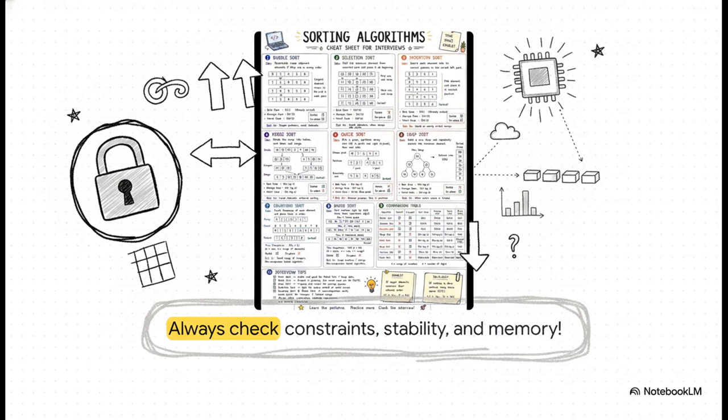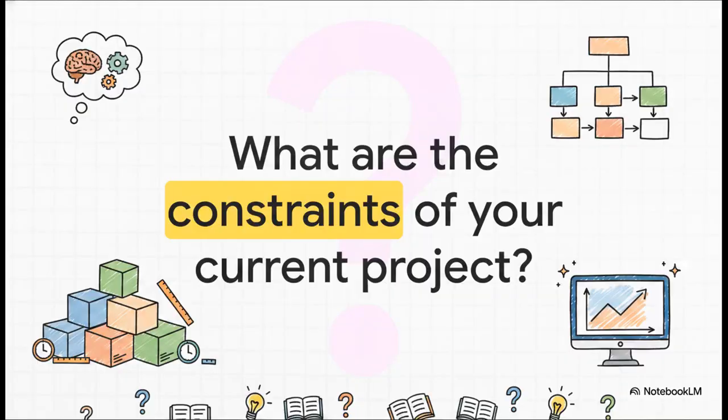The single most important takeaway of this entire explainer is right at the bottom of the cheat sheet. Before you write a single line of code on that whiteboard, you must ask the interviewer about constraints. You've got to ask, do equal elements need to stay in order? What are our memory limits? Choosing an algorithm really isn't about knowing which one is best. It's about knowing which one is best for the environment you're in.